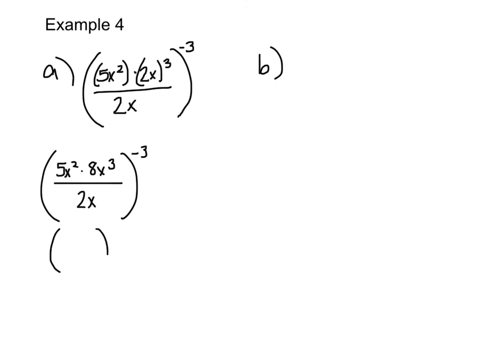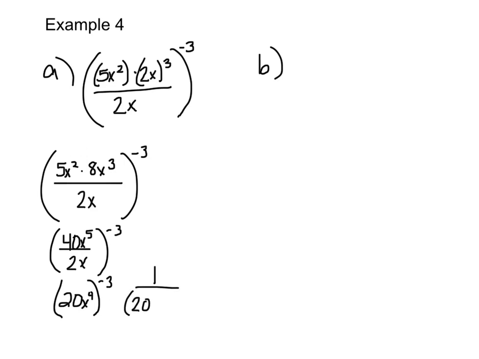The bottom stays the same. So then I get 40x to the fifth over 2x, all to the negative third power. I then can simplify, and 40 divided by 2 is 20, x to the power of 4 to the negative third power. I then have to flip everything. That becomes 1 over 20x to the fourth to the third, which then gives me 1 over 20 times 20, which is 400, and 400 times 20 is what?